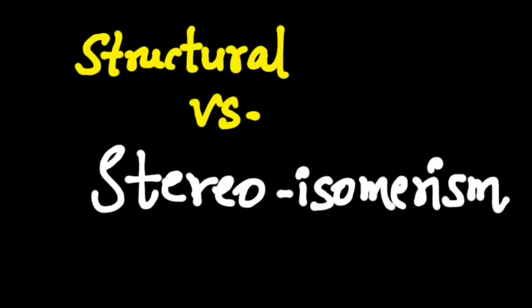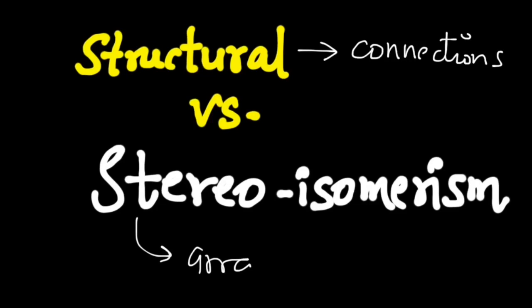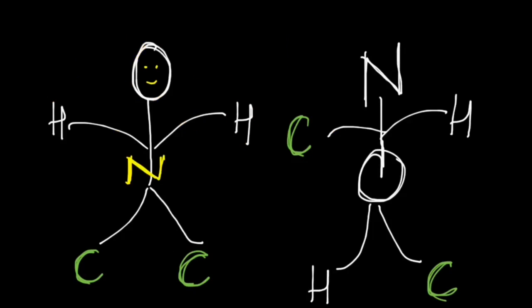Welcome guys. In this video we are going to talk about the differences between structural and stereoisomerism. In the previous video we talked about these two kinds of isomerism. The structural isomerism is about the connections and stereoisomerism is about the arrangement. So let's see what we mean by these two terms.